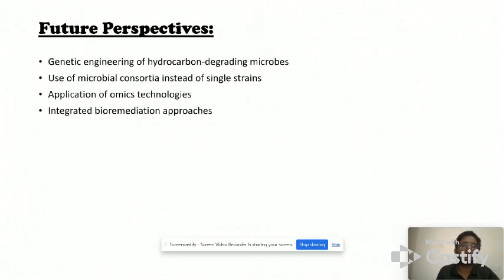The future perspectives include genetic engineering of these hydrocarbon degrading microbes, so that the engineered metabolic pathways can result in a faster degradation of these petroleum hydrocarbons. Then use of microbial consortia instead of single strains, application of omics technologies, and integrated bioremediation approaches like nanobioremediation technology combined with other bioremediation technologies.